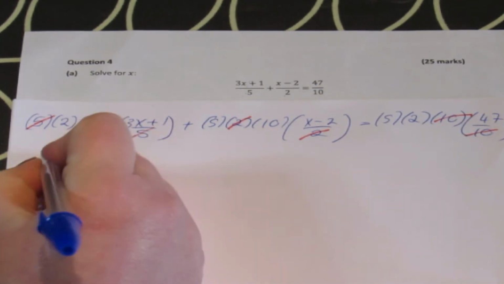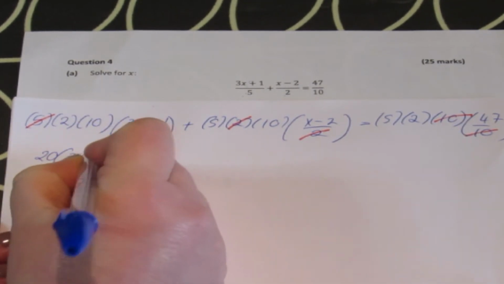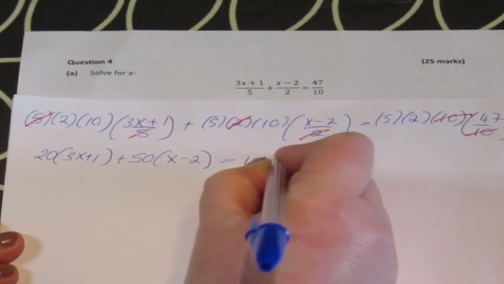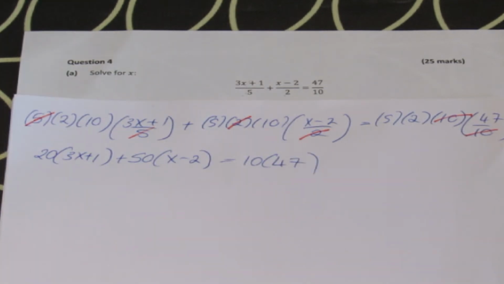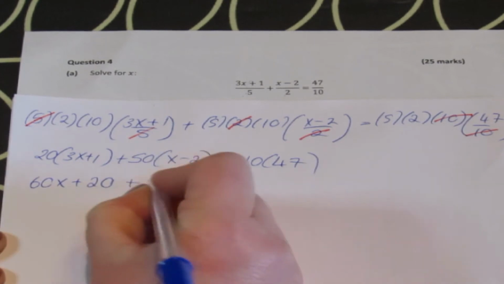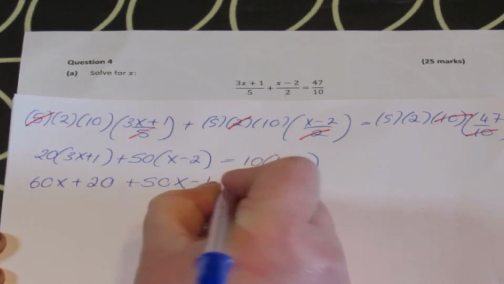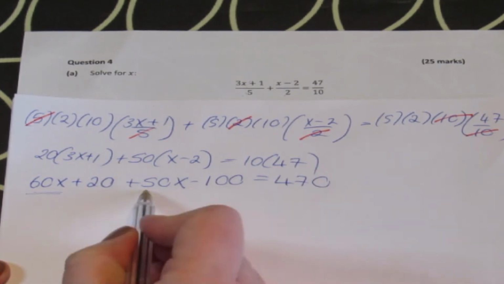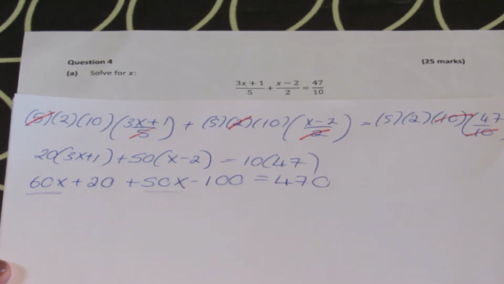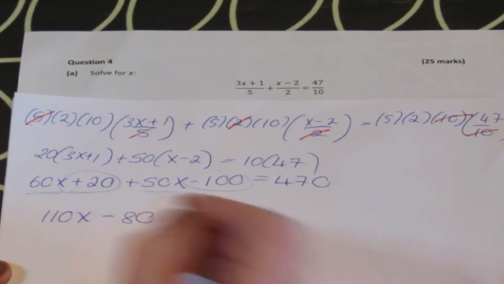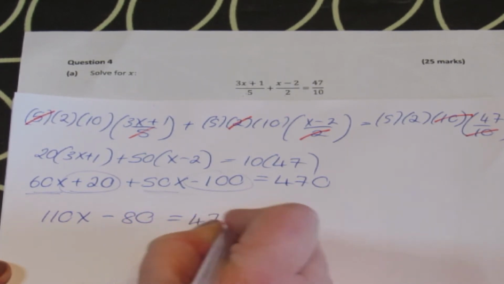So I'm left with 20 by 3x plus 1, 50 by x minus 2 equals 10 by 47. Continue to multiply out your brackets here. 60x plus 20 plus 50x minus 100 equals 470. Tidy up what is the same. So 50x and 60x is 110x, plus 20 minus 100 is minus 80, equals 470.